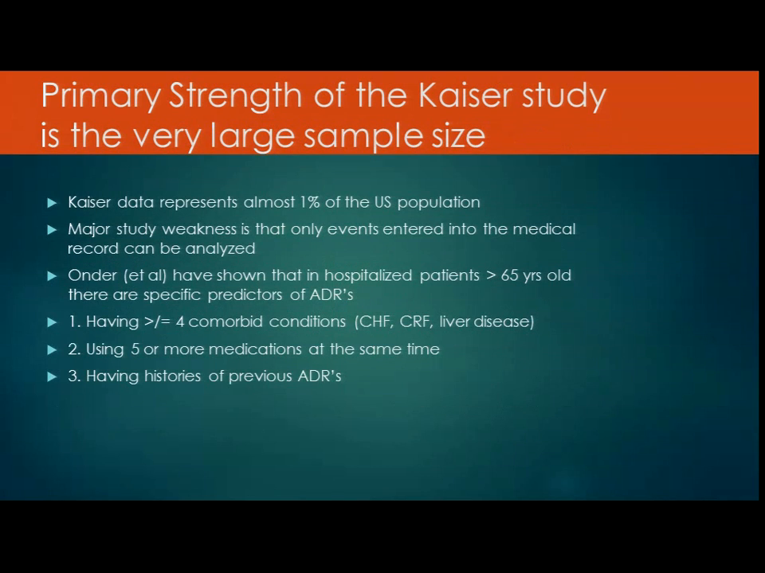And if you look at hospitalized patients, this is a whole different beast. Over 65 years old, there are specific predictors of what's going to cause an adverse reaction. The first is 4 comorbid conditions. So whether it's cancer, congestive heart failure, renal failure, liver disease, hypertension, if you have more than 4 comorbid conditions, your incidence of having an adverse drug reaction is about 50-fold increased. Using 5 or more medications during the admission and having any history of a previous adverse drug reaction is a risk factor for any further adverse drug reactions. So I think we see that, but I didn't know if we ever knew that that was statistically significant.